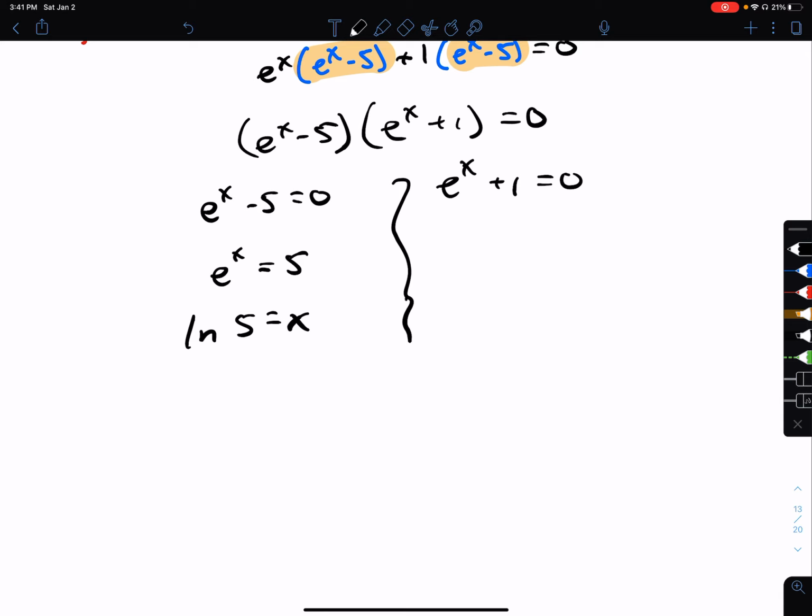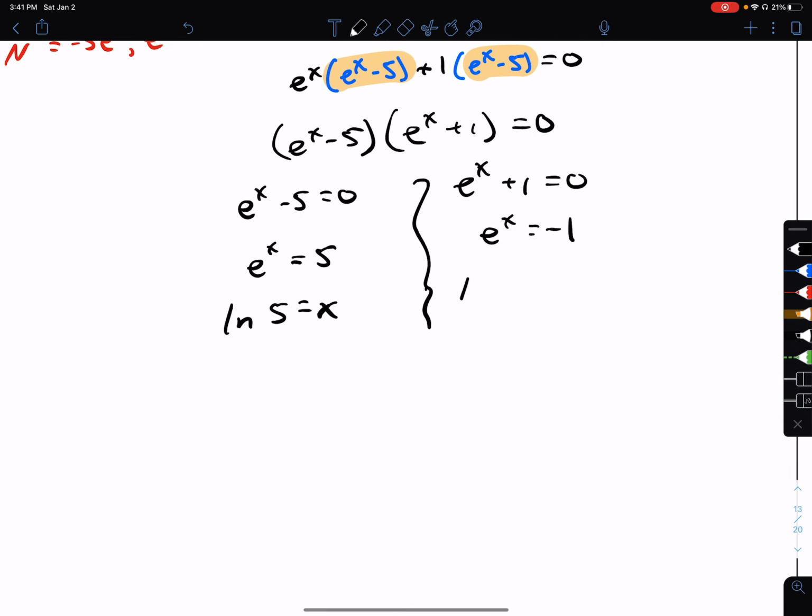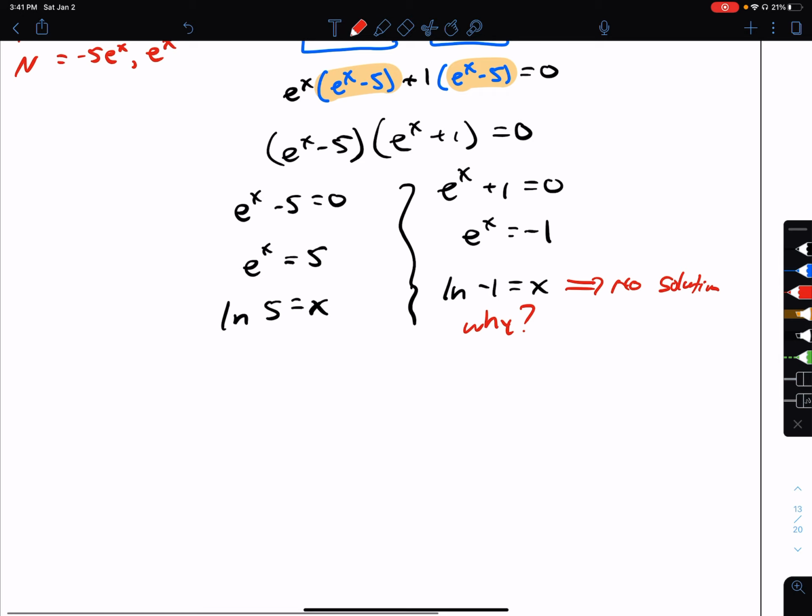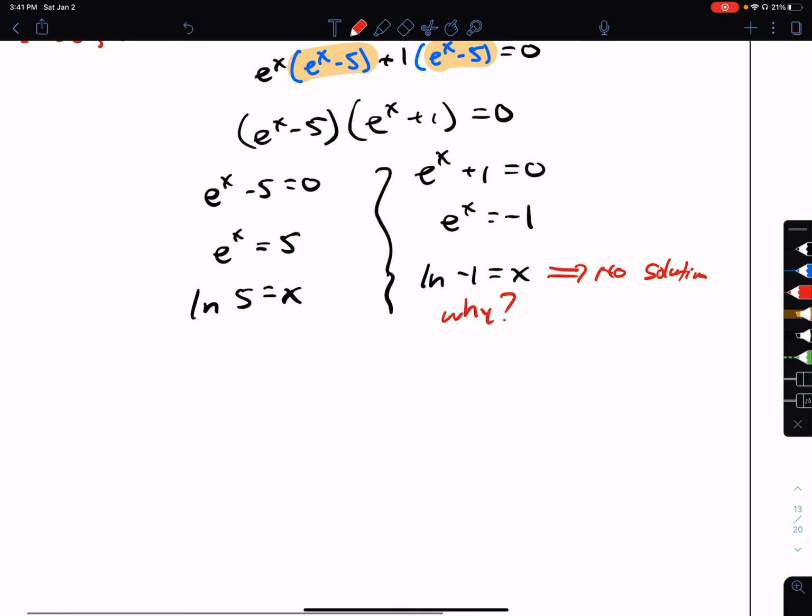If I do the same thing for this other side, subtract 1 from both sides. Then if I change this to log form, it's going to be natural log of negative 1 equals x. And this presents a problem. This one here is no solution. Why is that? We established on day 1 of this chapter our argument has to always be positive.